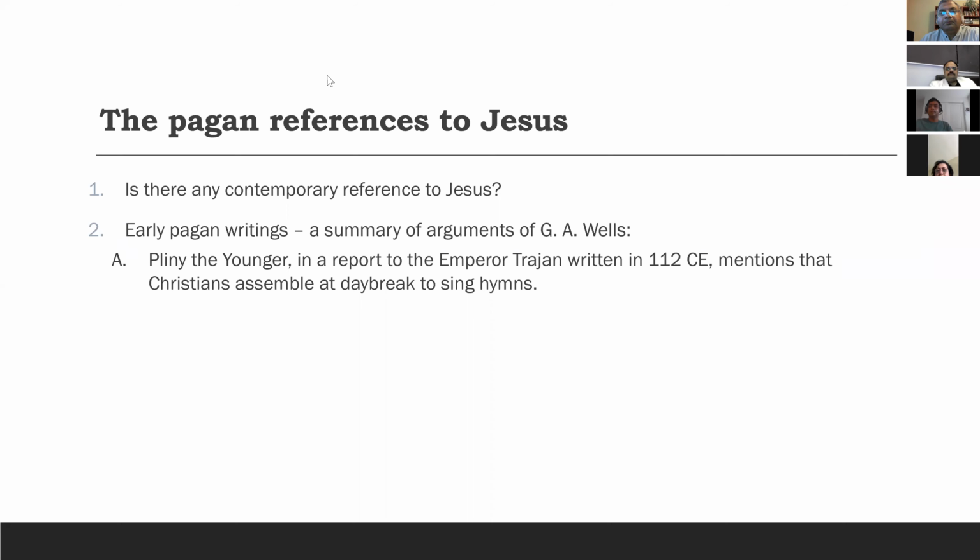The second reference, which Professor G.A. Wells summarizes, is that of the writings of Suetonius. Suetonius was once again writing around 110, 120 CE, and he writes about a historical incident that happened way back during the reign of Emperor Caligula. Emperor Caligula reigned during 41 to 54 CE, and he talks about a Chrestus who led a revolt in the city of Rome against Emperor Caligula, and the revolt was put down and this person was executed. Is this Chrestus referring to Jesus? The answer is no. The first reason is that, according to the New Testament, Jesus died around 30 CE. That means he could not have been alive and led the revolt around 41 to 54 CE.